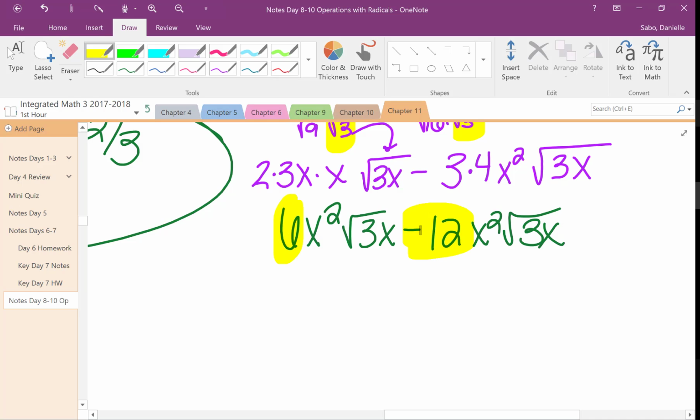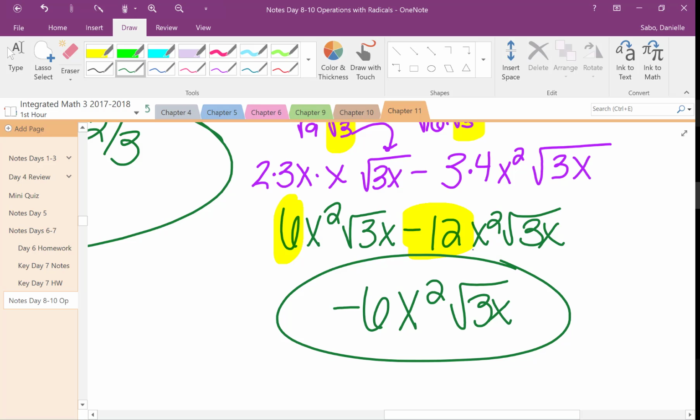6 minus 12, what do I get? Negative 6. Please make sure your signs are still there. Everything else just comes along with it. That's it.